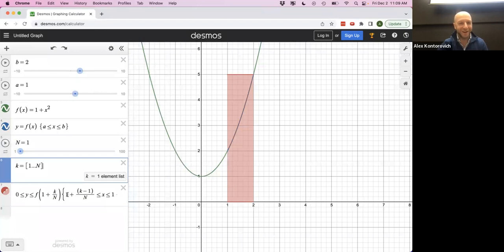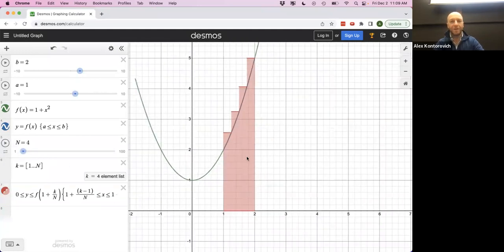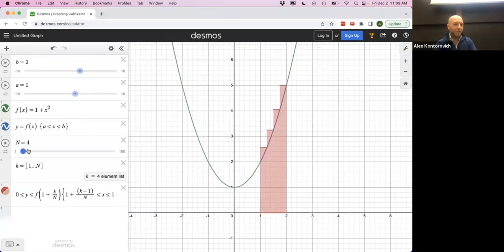Okay, obviously I don't know how to use this yet. What this means is for every value of k between 1 and n, let me set n equal to 2 or 4, whatever. Okay, you guys see what it's doing? For every value of k between 1 and 4, what it's going to do is graph a little rectangle.